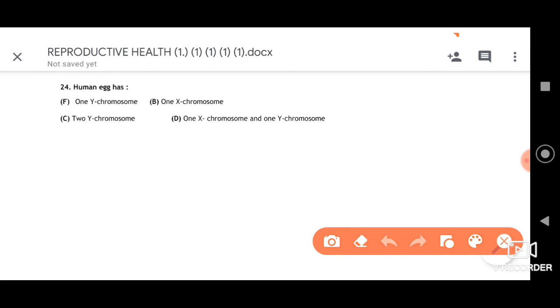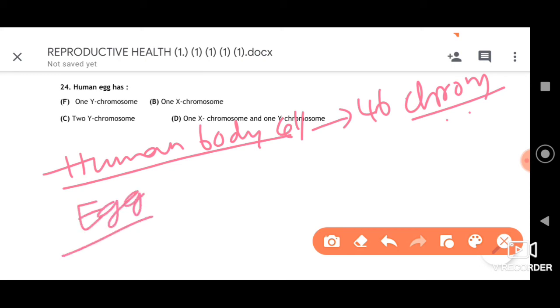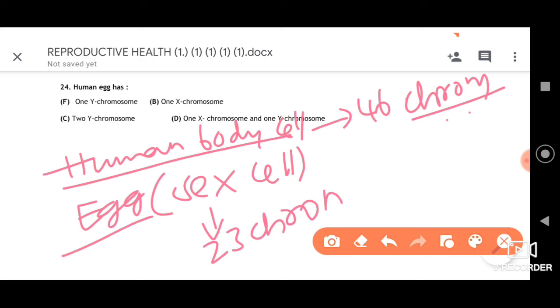Here, dear friends, when we talk about the human body cell, it has 46 chromosomes. Whereas whenever we talk about the gametes, especially here the human egg, it's a reproductive cell or a sex cell. So half the number of chromosomes as a body cell is present, that means you reduce it by half, so only 23 chromosomes are present.